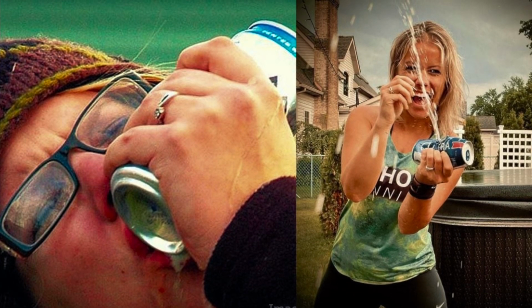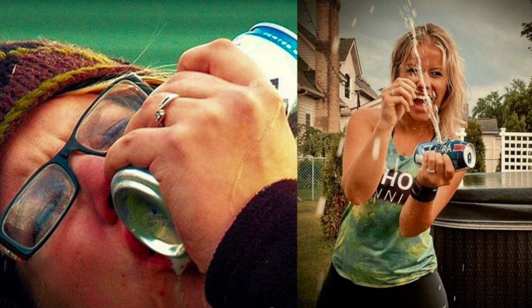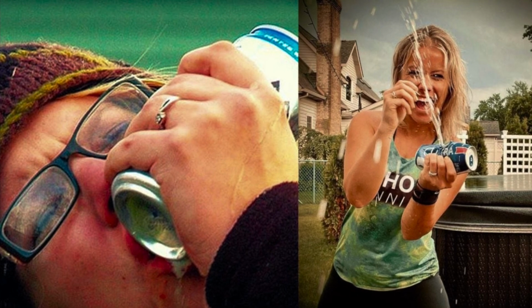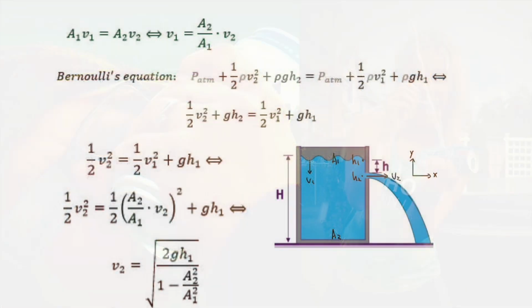In this video, we are going to explore how some variables, such as water level and exit area, influence the velocity of water exiting from a hole in a container.